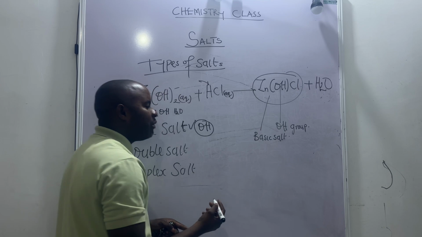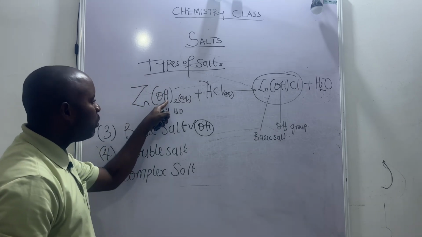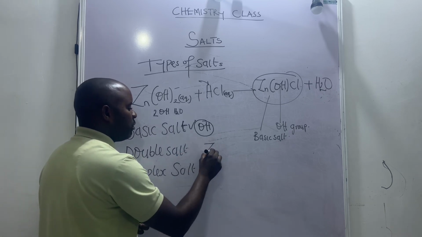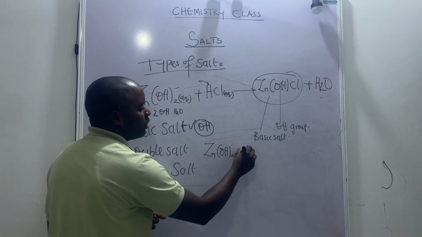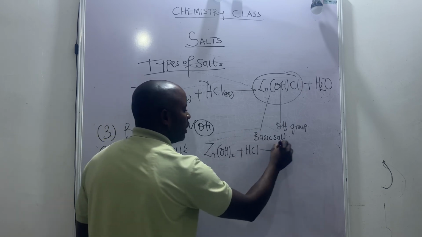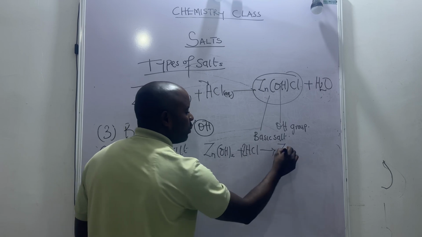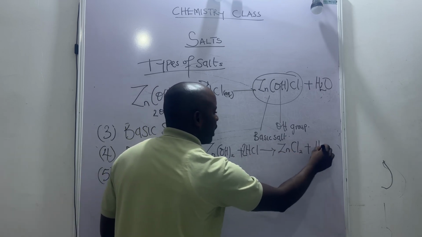But when we have excess acid, this kind of reaction will go into completion to give zinc chloride. So let's use a very good example. When we have Zn(OH)2 plus HCl, this is going to give us zinc chloride plus water, since we have enough acid.